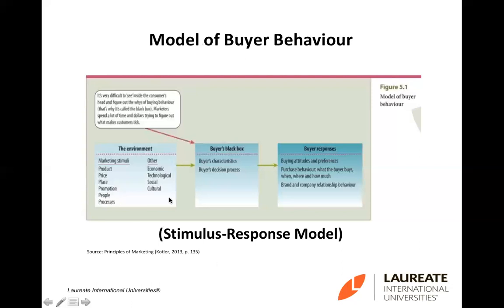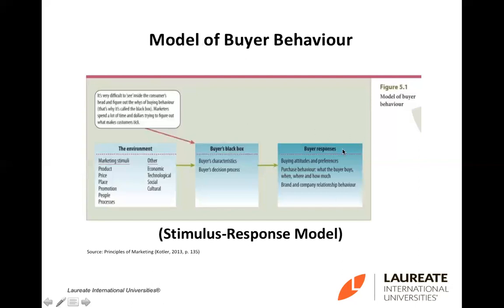And then those stimuli will be processed in what we call the buyer's black box. The buyer's black box actually includes the buyer's characteristics and decision process. We are going to discuss the decision process in the next few slides. Now why do we call it the buyer's black box? Because it is not easy to understand it. We have to use neuromarketing research techniques, put the cables in the consumer's head, and then observe how the consumers behave when we give certain stimulus.